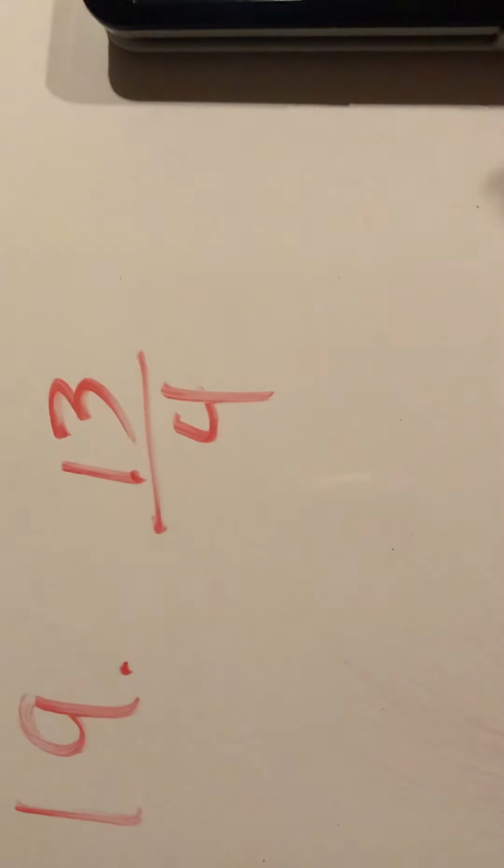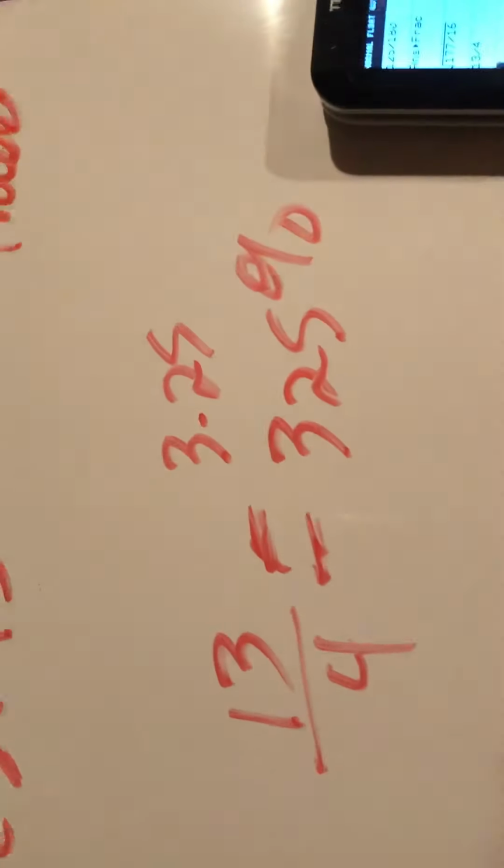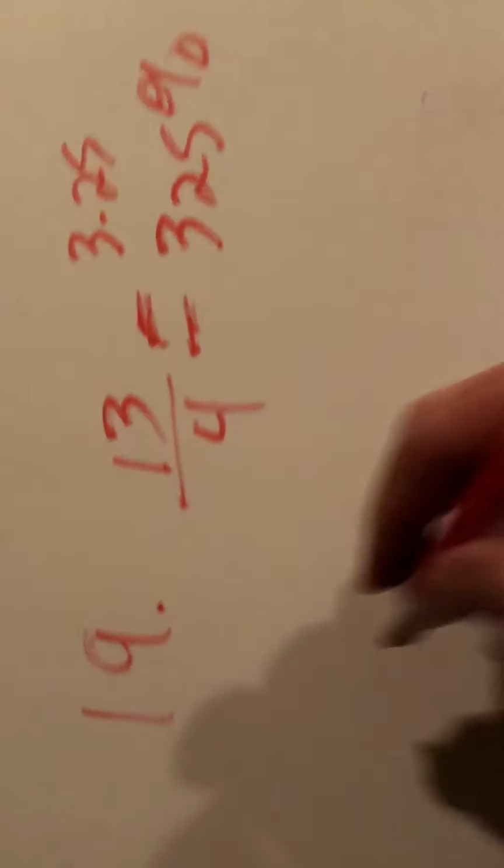So that's number 18. Then number 19 is a nice easy one. Changing 13 over 4 to a percent. 13 divided by 4 is 3.25. So it'd be 325%, because you started with 3.25, you move the decimal over twice, so 325%.